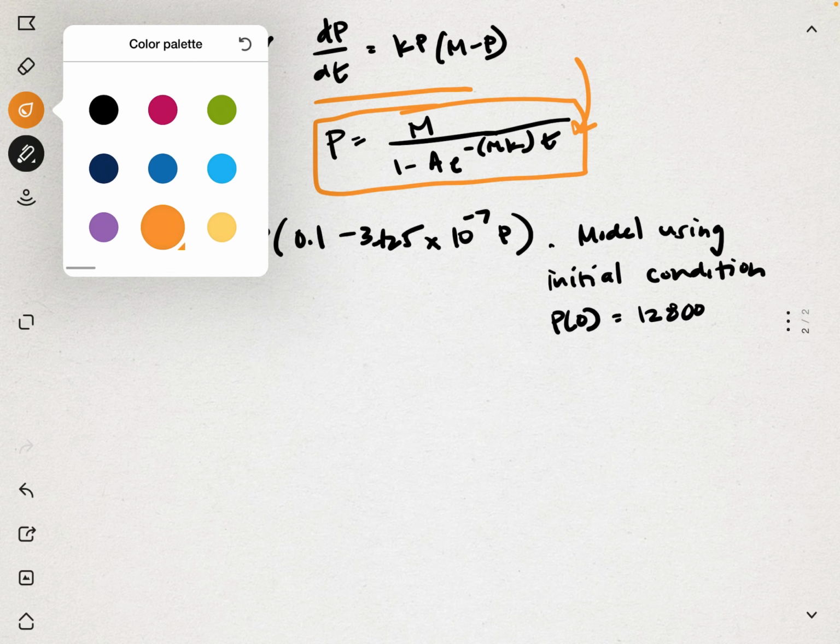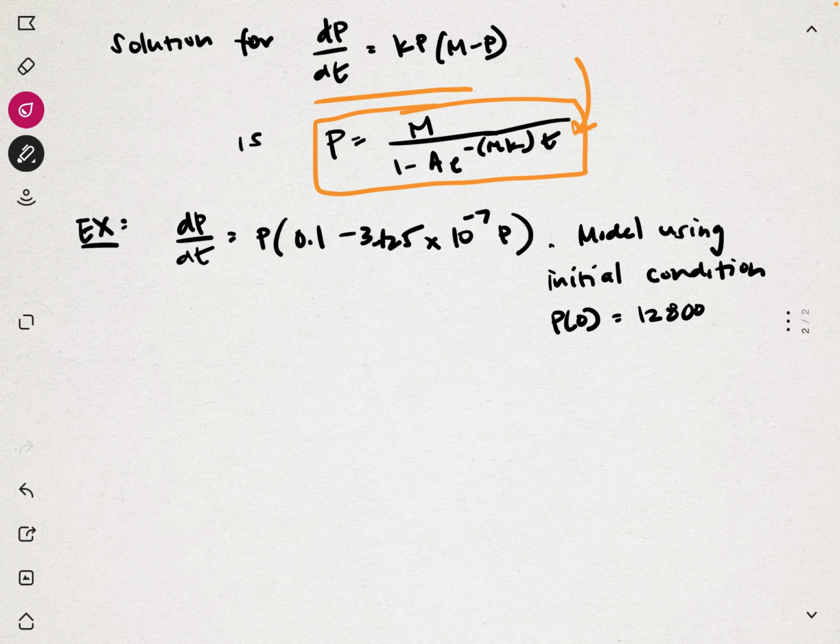All right, so this example here is pretty straightforward. It's plugging in, but there's one step that's necessary that's not so obvious. If we're looking at this, kP times M minus P, we don't have a k, right? But we have a P.